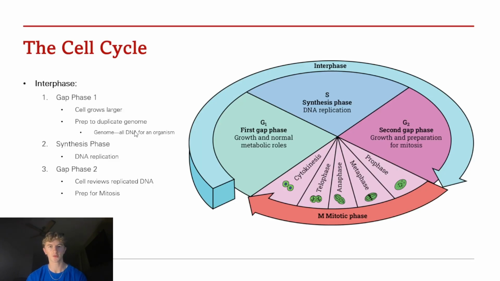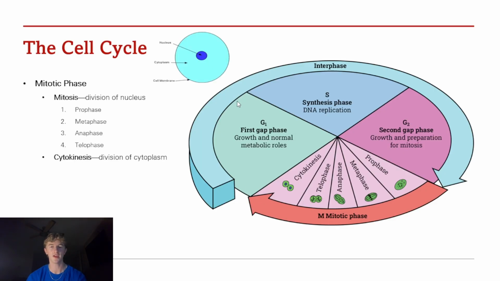Synthesis phase is where the actual DNA replication is going to occur. So in gap phase 1, we're preparing to duplicate, and in synthesis, we are actually replicating the DNA inside of the cell. And finally, in gap phase 2, the cell is going to review the DNA that it just replicated. So this is basically looking for errors in replication, and this is ultimately going to be preparing for mitosis. So again, these three phases take up 95% of the cell cycle, and they are basically all leading up to mitosis, which is where all of these prerequisites kind of come together and allow the cell to duplicate.